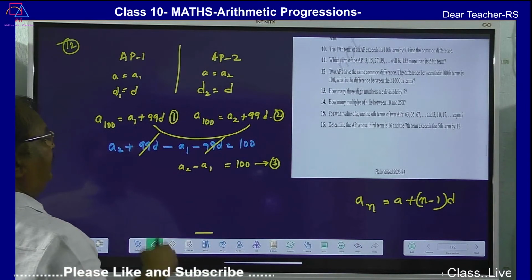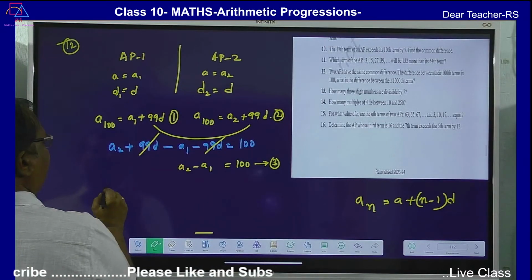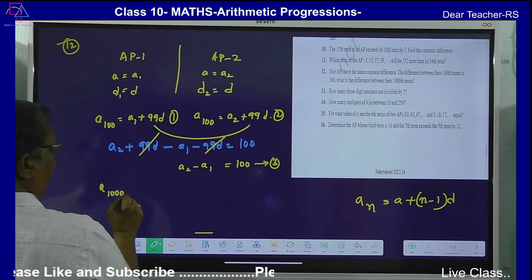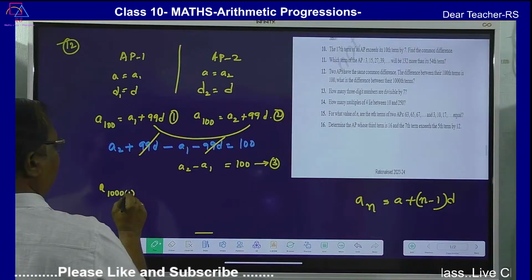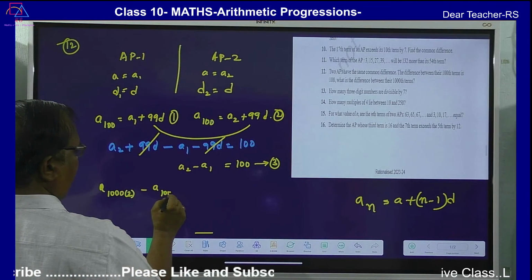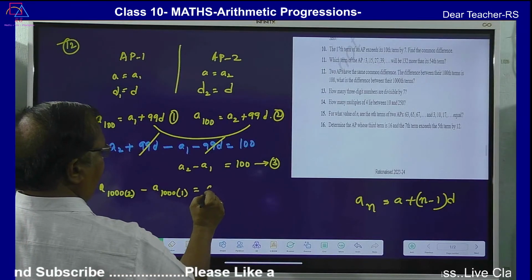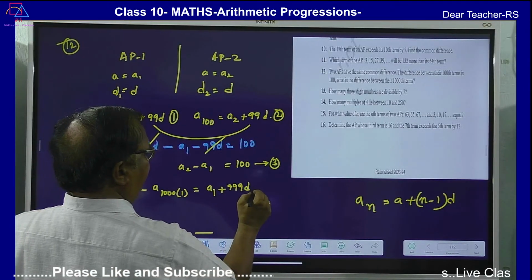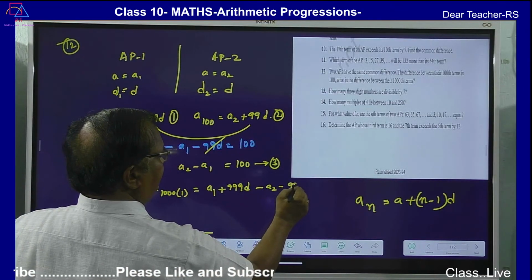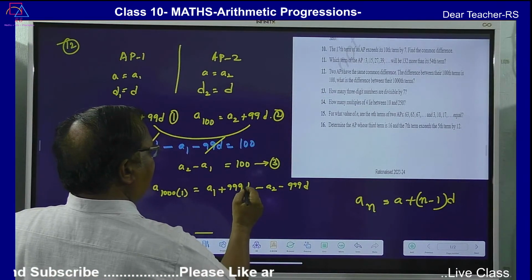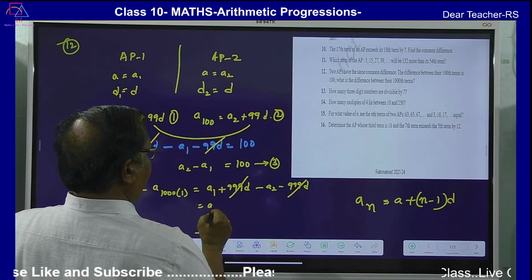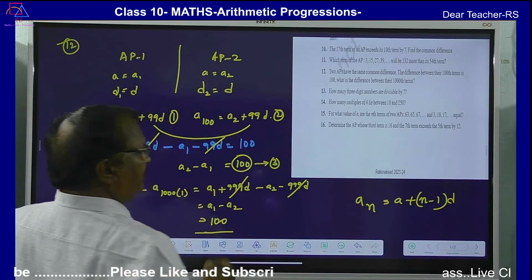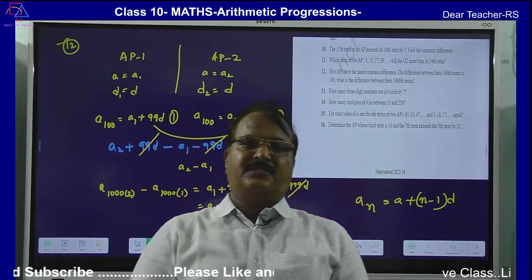Now the 1000th term. A1000 of the second AP minus A1000 of the first AP is equal to A2 plus 999D minus A1 minus 999D. So the D's cancel, leaving A2 minus A1, which is nothing but 100. Therefore the difference between the 1000th terms is also 100.